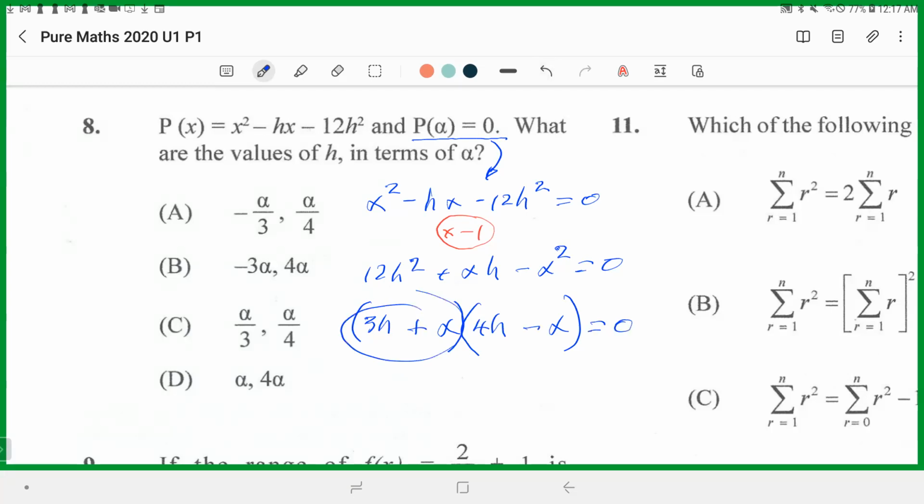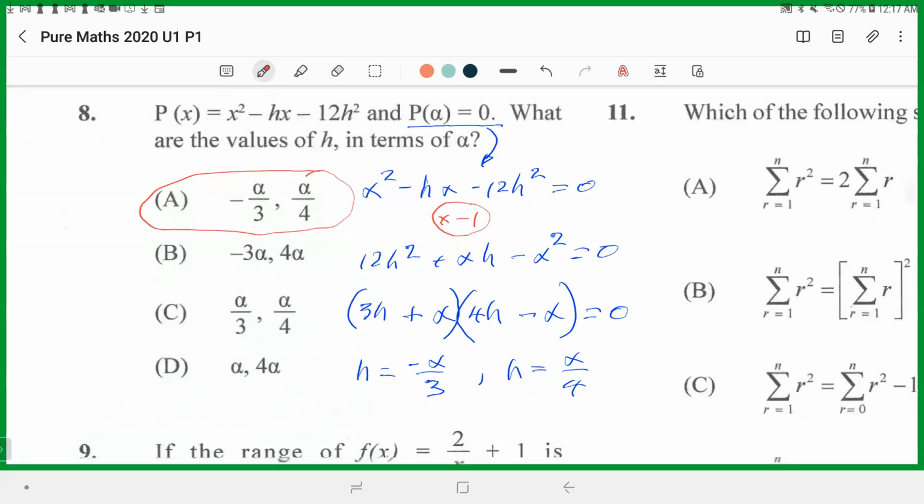If I make H the subject of this, then I'm getting H equals minus alpha over 3. And this one is giving me H equals alpha over 4. So minus alpha over 3, alpha over 4, the answer is A. This one.